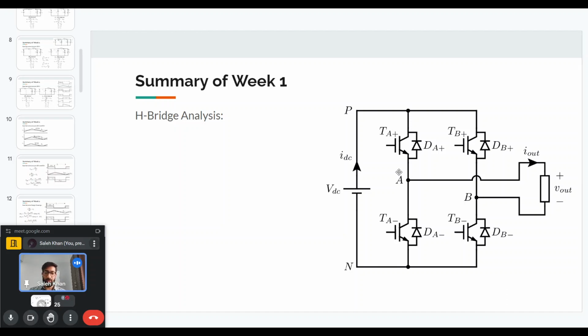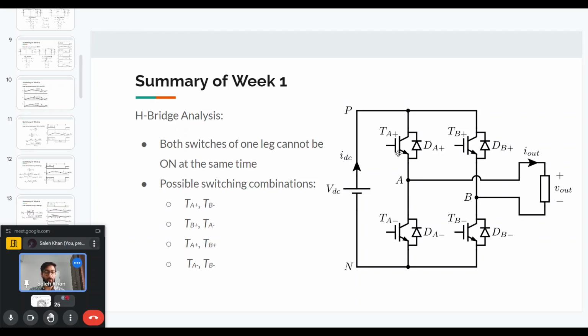And we have one basic rule: both switches in a leg cannot be on at the same time, because if they're both on, then the input voltage source will be shorted and there will be a huge current through these devices, which will damage the devices. So we cannot turn both of these switches on at the same time. That leaves us with four combinations that are possible.